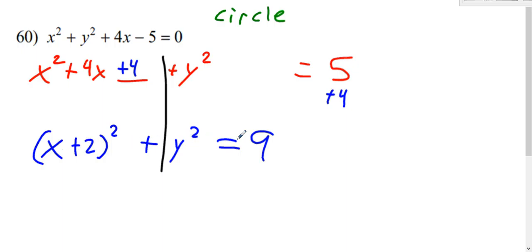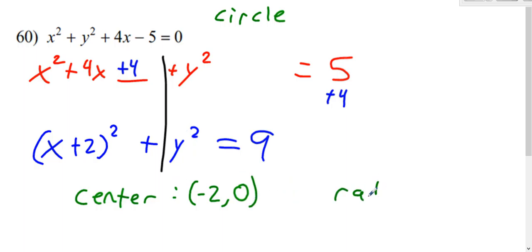x squared plus y squared equals r squared. So our center, h, is negative 2. And there's no number with the y, so the k for our center is 0. And then the radius, r squared is 9, so the radius is 3. And then you can graph.